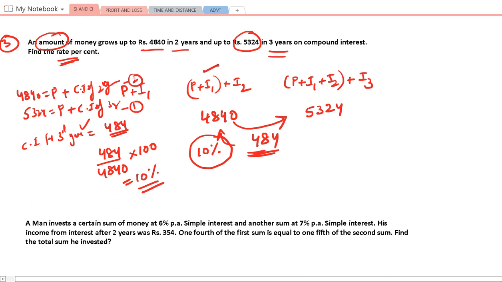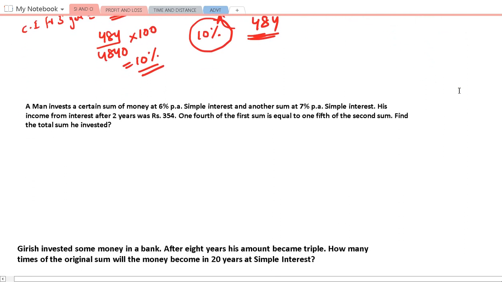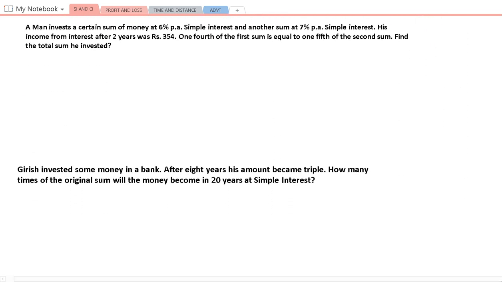If you are good at concepts you can do it simply, or else your time will be wasted. So understand the logics, understand the concept, right? And let's go to the fourth question.